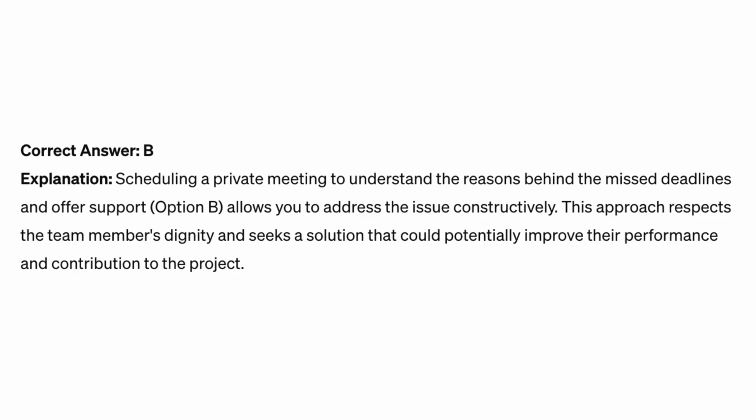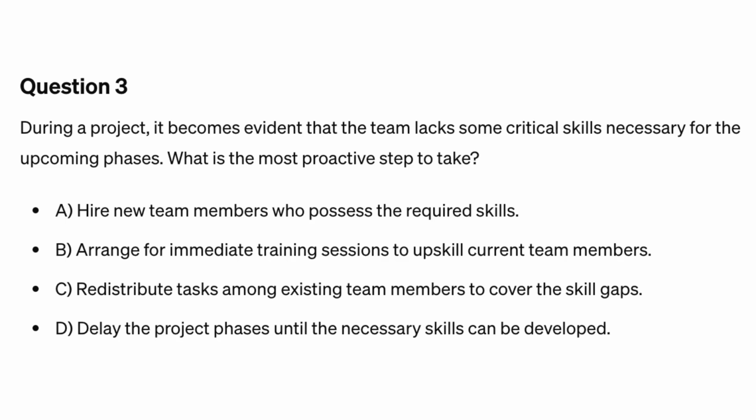Correct answer B. Explanation. Scheduling a private meeting to understand the reasons behind the missed deadlines and offer support. Option B allows you to address the issue constructively. This approach respects the team member's dignity and seeks a solution that could potentially improve their performance and contribution to the project.